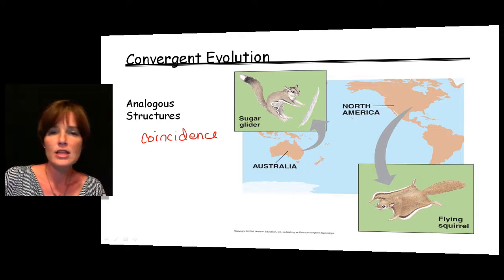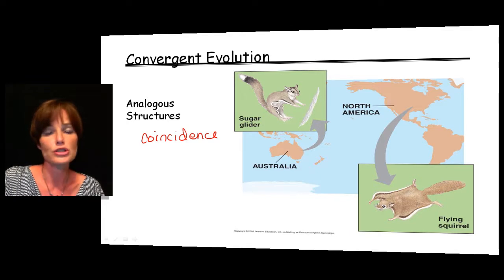So both of them live up in trees. Both of them do jump or glide from one tree to another. And so over time, natural selection has selected for the same characteristics. Basically, big flaps of skin on the sides of their bodies has been advantageous. So those organisms that had that were the ones that were successful in their survival and then their reproduction and contribution to the next generation.